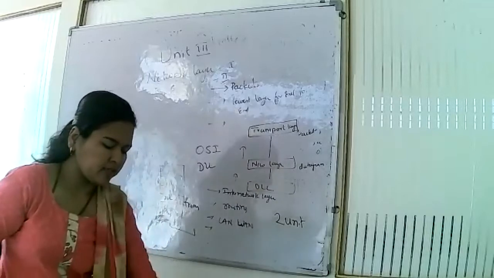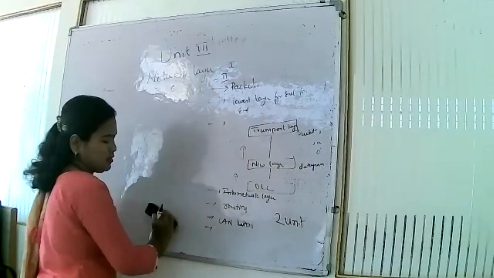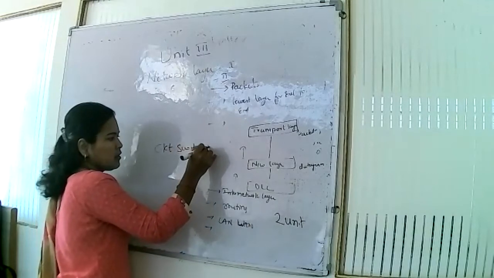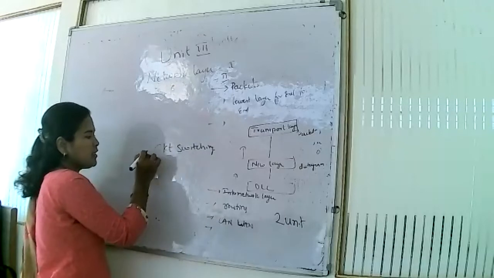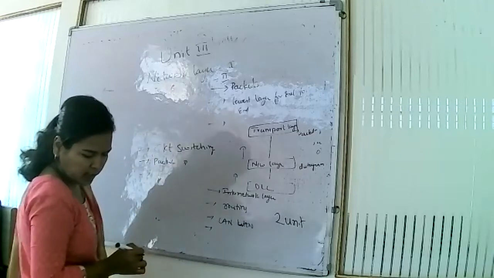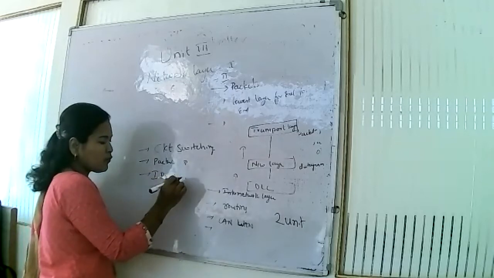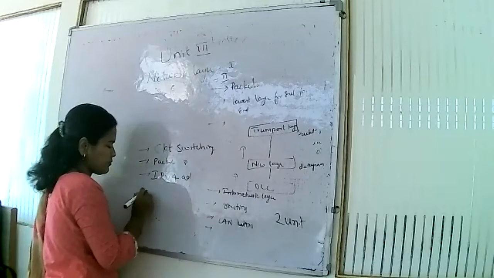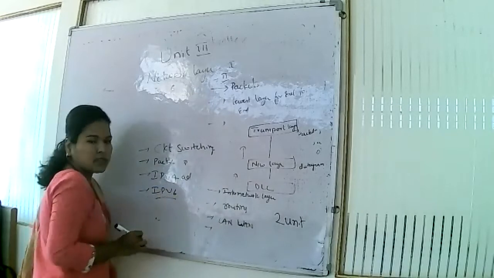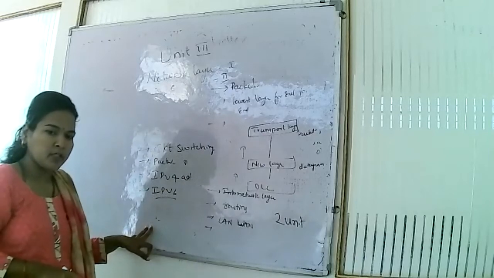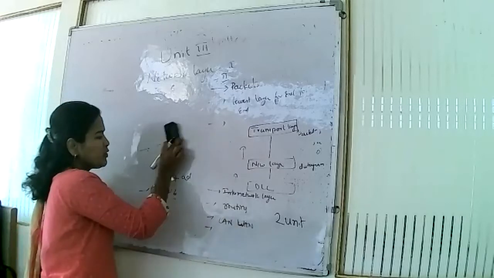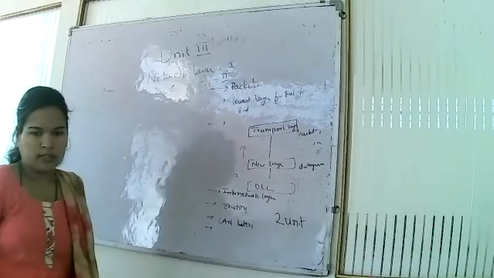What are the main topics in network layer 1? First, we will study the introduction to the network layer, circuit switching, and packet switching. And we will study the IPv4 address, which is important in this unit, and the IPv6 protocol. In the network layer we have different protocols, and we will study those protocols in this unit. So let's start with the introduction: what is the network layer and how does it work.